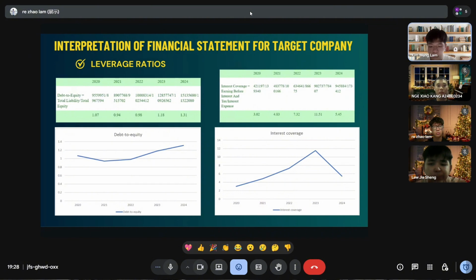Higher borrowing. The target company maintains healthy interest coverage. The ratio improved from 3.02 in 2020 to a peak of 11.51 in 2023, showing strong earnings relative to interest expense. Although it declined to 5.45 in 2024, the ratio still indicates that the company is able to comfortably meet its interest obligations. Now I pass to the next person.